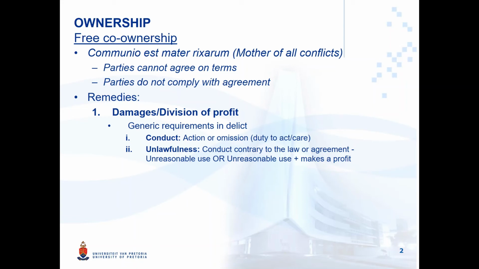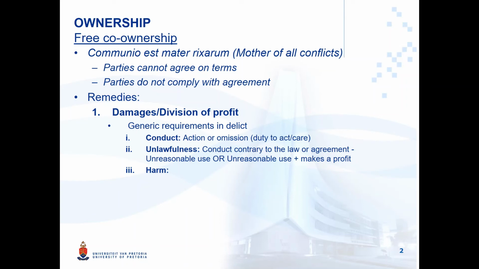The third element that must be shown to succeed with a claim of damages is harm or damage. In terms of this element, the plaintiff co-owners will have to show that they suffered harm or damage. This must be shown by proving that their use rights and their rights in the property have been damaged or suffered harm because of the unreasonable use of the defendant co-owner. Usually this coincides with damage that may have been caused to the co-owned property.